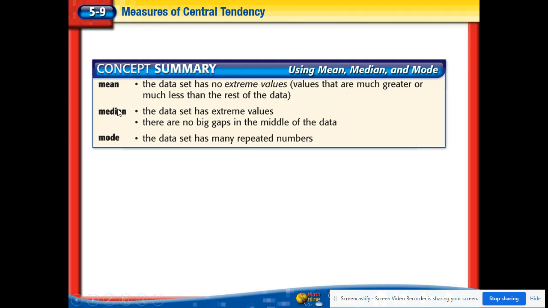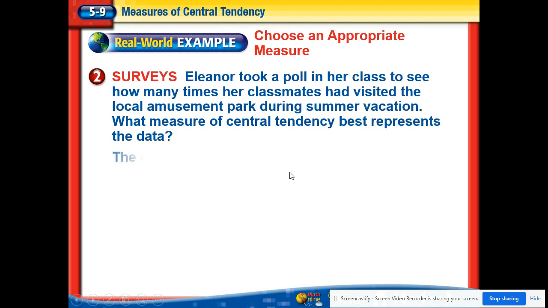Median is the second best thing, and we just can't have any really big gaps in the middle. All right, otherwise, most of the time we say mean, then we kind of go to median. And then mode is if we have one number that just repeats a lot. So let's see which one's the best one to go ahead and use here.